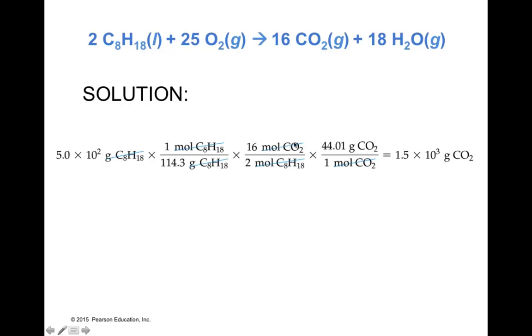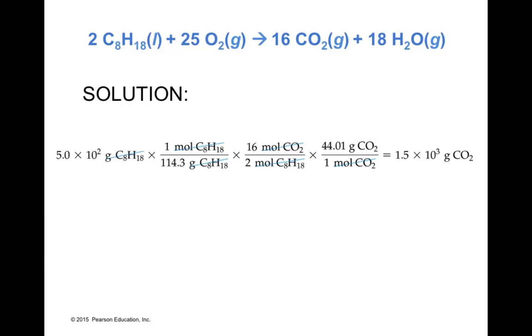And now that we have the moles of carbon dioxide, we can turn this to the mass or grams of carbon dioxide by using the molar mass of carbon dioxide. Okay, when we do this, we multiply on the top and then multiply on the bottom, and then we divide the product of the top two by the one in the denominator, and we will have 1.5 times 10 to the third power grams of carbon dioxide. This is the amount of carbon dioxide that will be produced if 500 grams of octane are used in a combustion.